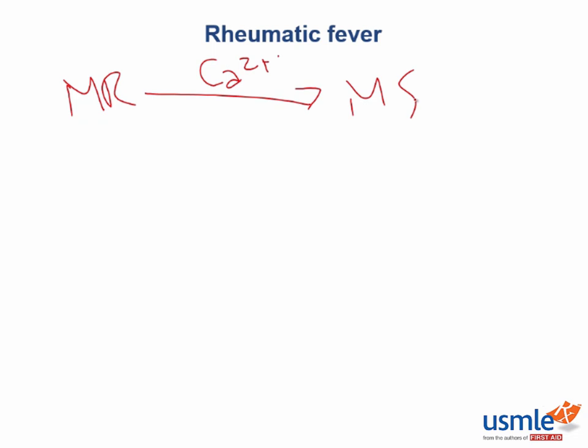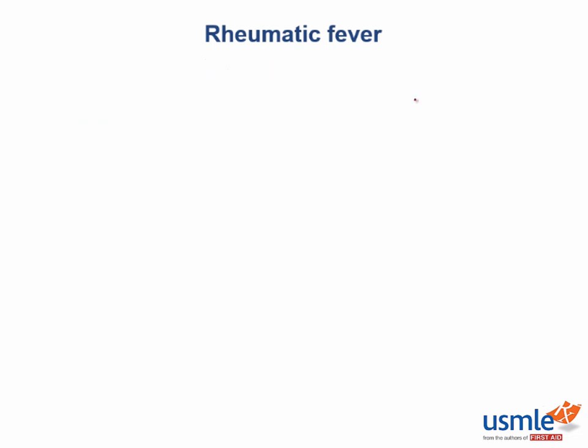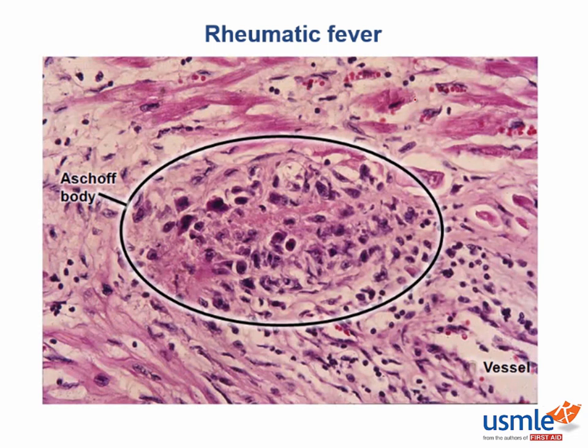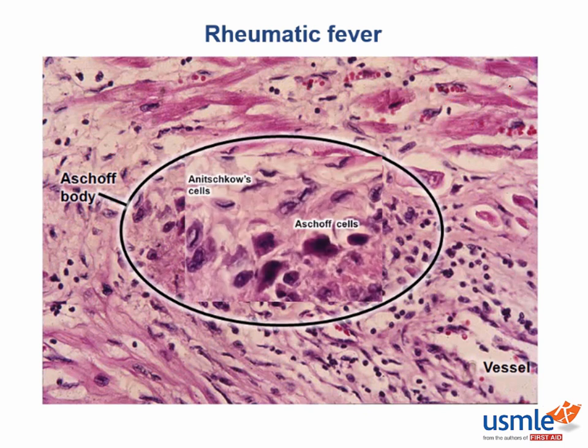Now, despite knowing all of this information, we can still get an image like this and be expected to know what's going on. We need to be able to understand and recognize what we see on microscopy and relate it back to the disease. So what are we looking at? These are Aschoff bodies. These are granulomatous nodules within the heart composed of concentrations of lymphocytes, plasma cells, and a bunch of abnormal macrophages called Anichkow cells. We can see those here in this image. The Anichkow cells are enlarged macrophages with condensed chromatin.